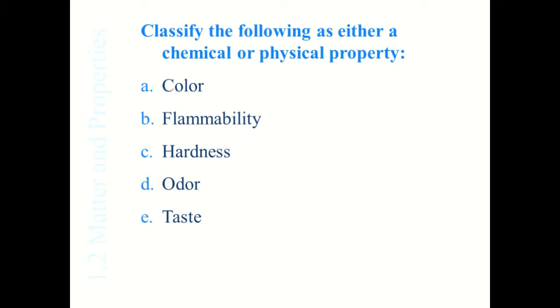Okay, so classify the following as either a chemical or physical property. Color. Physical, good. That's a physical property. Flammability. Good. If it combusts, what does that mean it's reacting with?